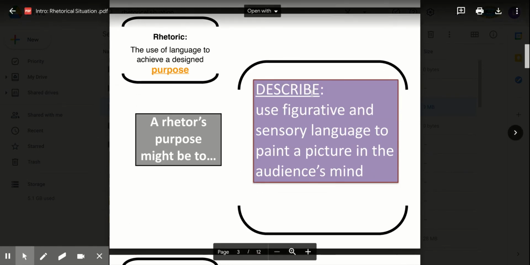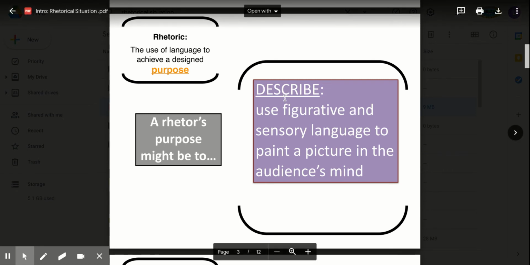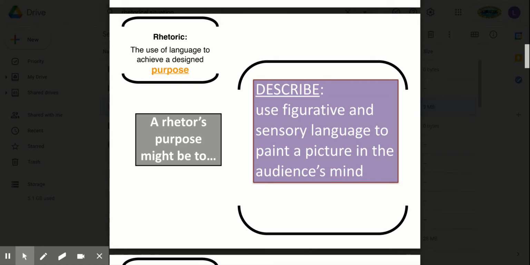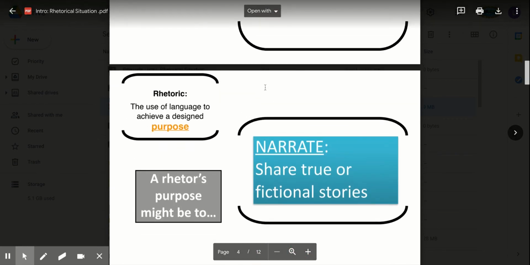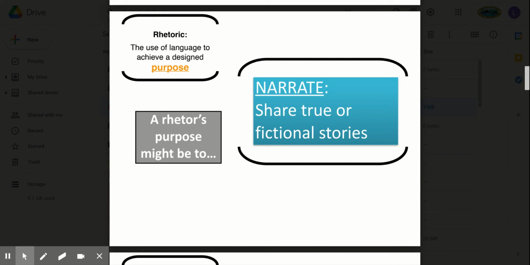Another purpose might be to describe. So if you read a beautiful story that doesn't seem to be making an argument, it is still achieving a purpose. That purpose is description, right? So use figurative language, sensory language, painting a picture in your mind. That's a purpose. Purpose might be to narrate, which is like to get a story across.